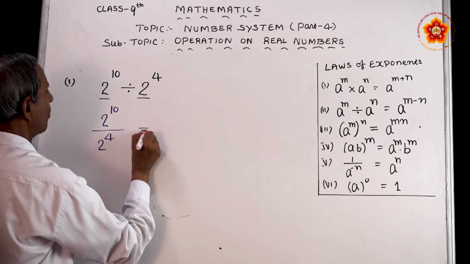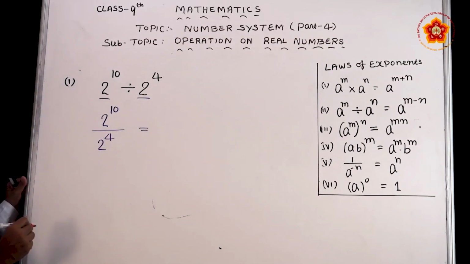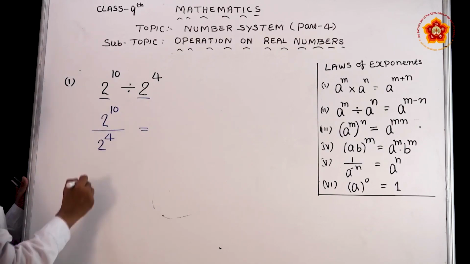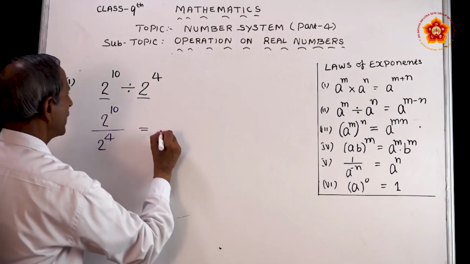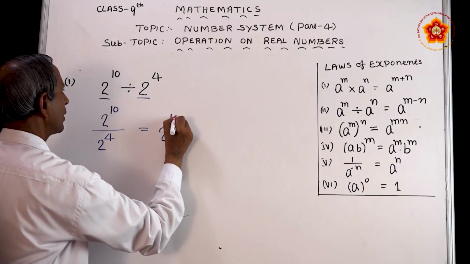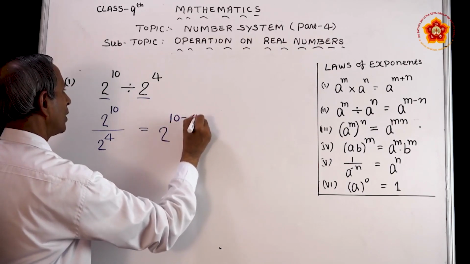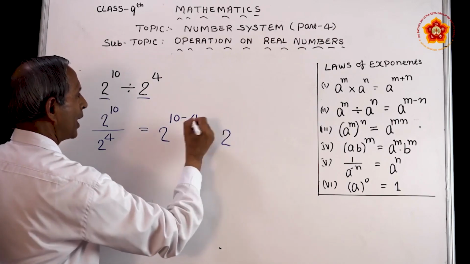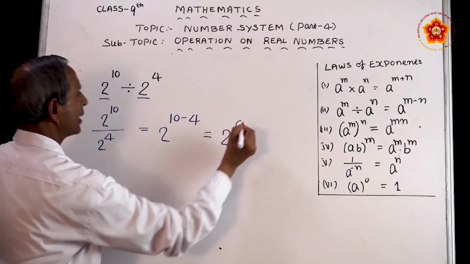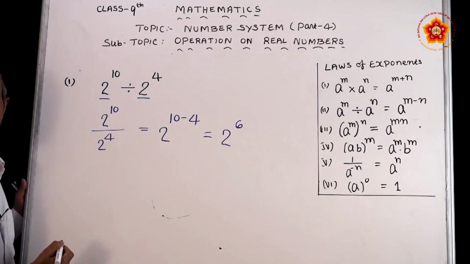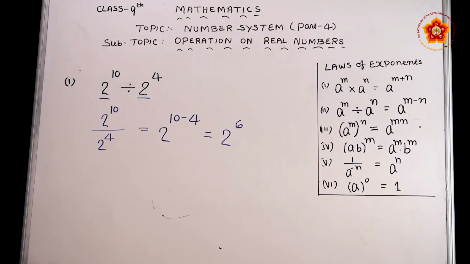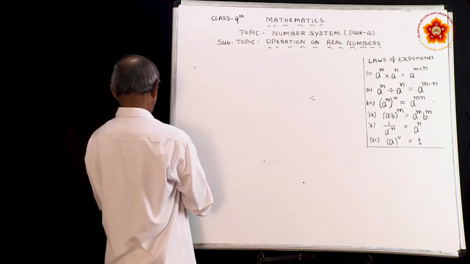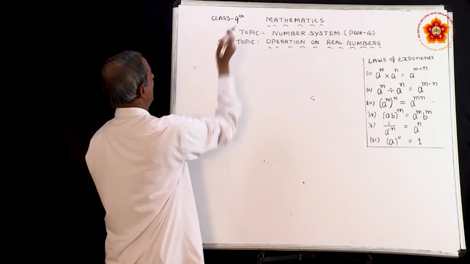Now we apply the formula, we have to subtract the powers when there is a division. So you can write it as 2 raised to the power of 10 minus 4. Now we are going to get the answer as 2 to the power of 10 minus 4, which is equal to 2 to the power of 6. This is the correct solution for this problem. Now in the second example I am explaining now.